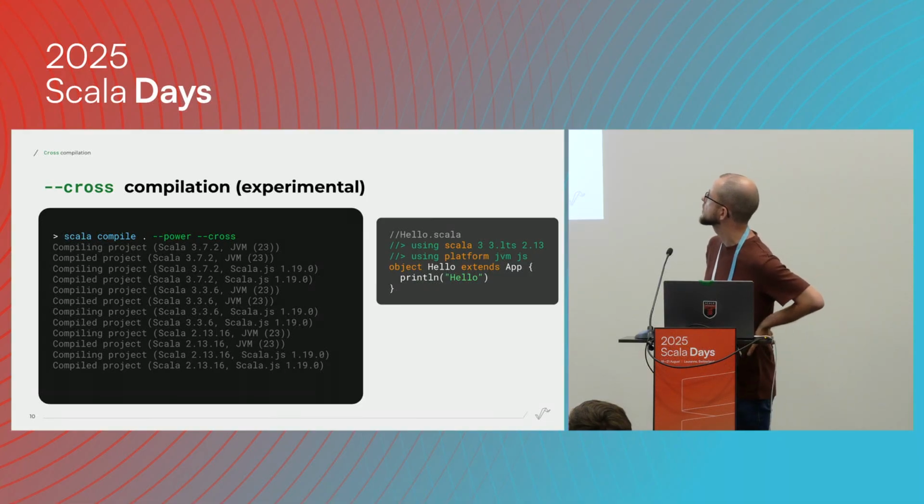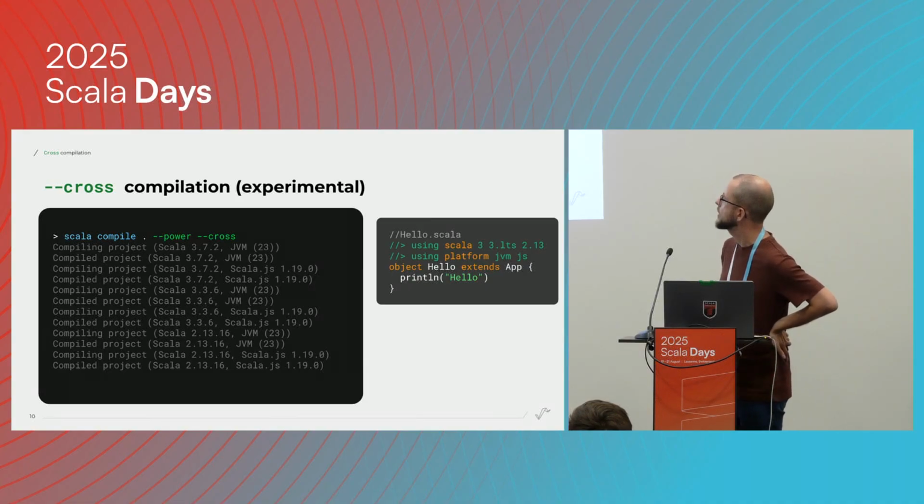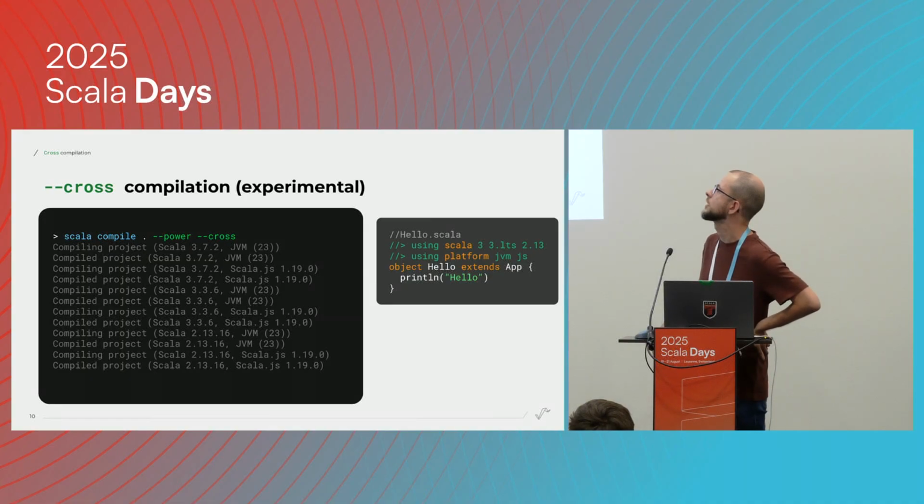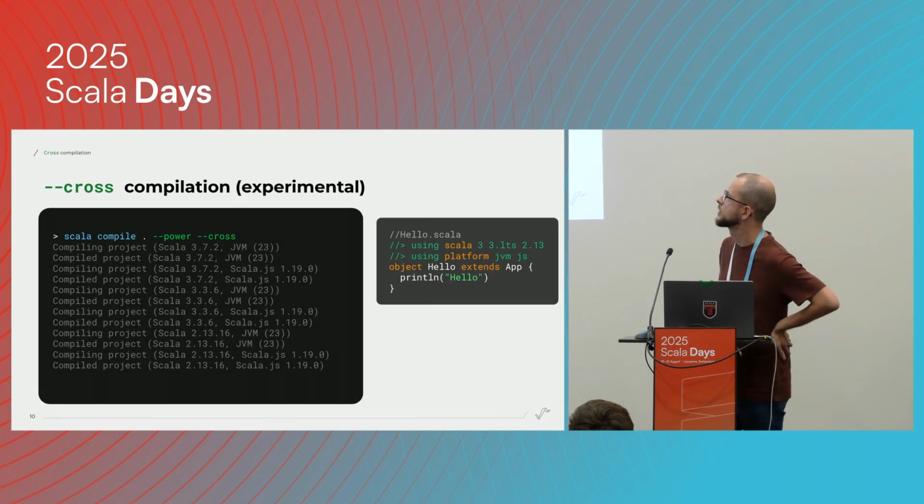So with this example, we have 3, which simplifies to the latest next, 3.7.2, 3.lts, which simplifies to 3.3.6, and 2.13, which is, yeah, 2.13.16, the latest 2.13 line. And all of that is built against the JVM and Scala.js. And we compile it in a single command.